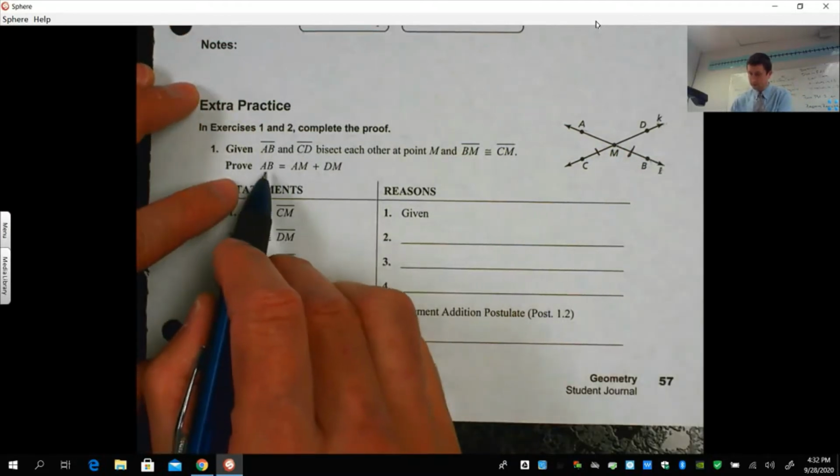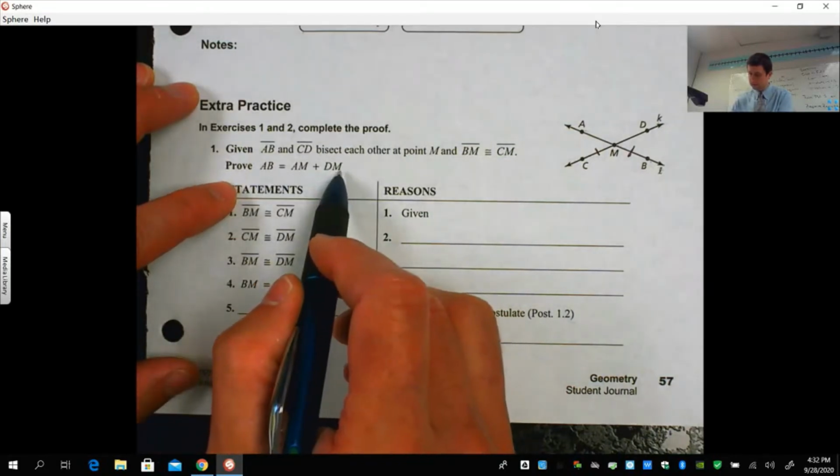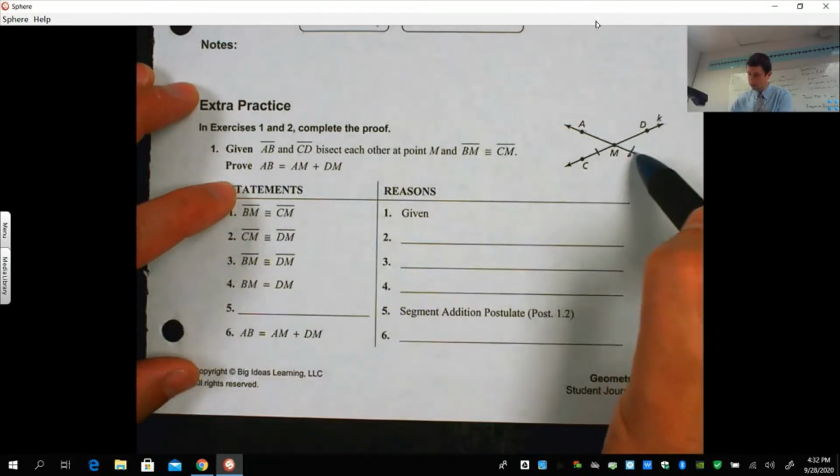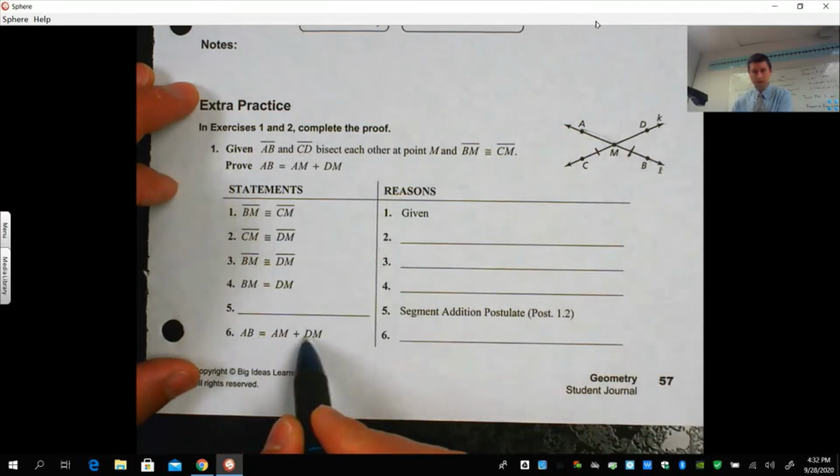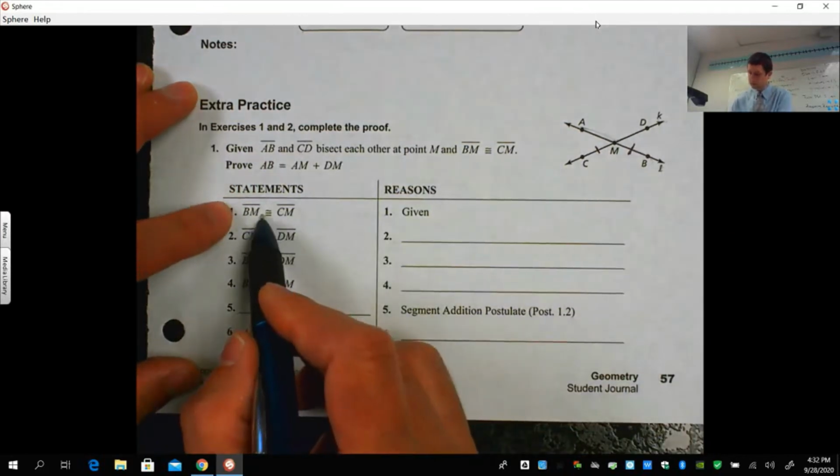They want us to prove that AB equals AM plus DM. So AB equals AM plus DM. So there's our final statement here. That's what we want to prove. So here's our given. BM is congruent to CM.